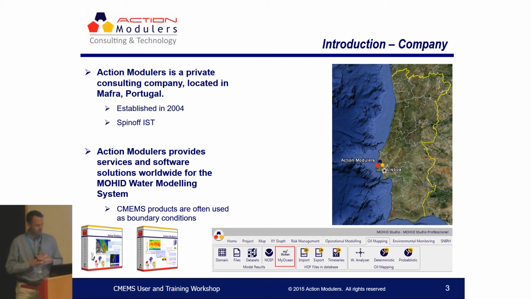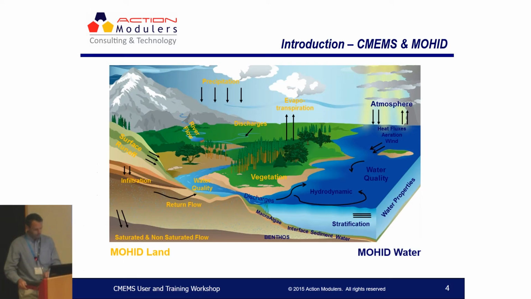We have two main products. One is called MOHID Studio, which is used by a lot of users around the world, and we are also developing operational systems in our product called Action Server. We have already included into our main graphical user interface specific tools to download and process data from Copernicus Marine Services, like you can see here in this image.